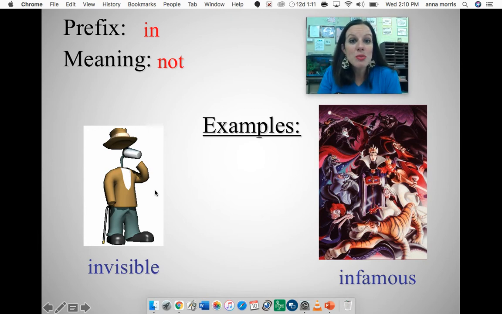Invisible. What's the base word? Visible. But when I add in, now it means not visible. Invisible.